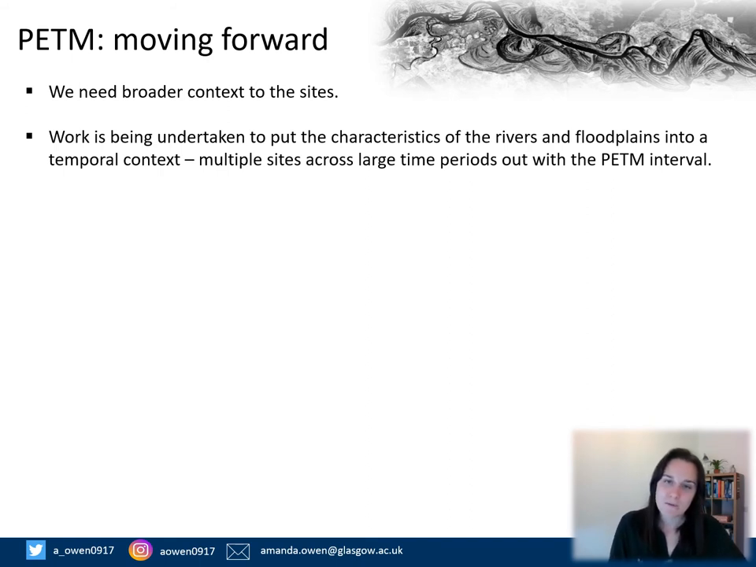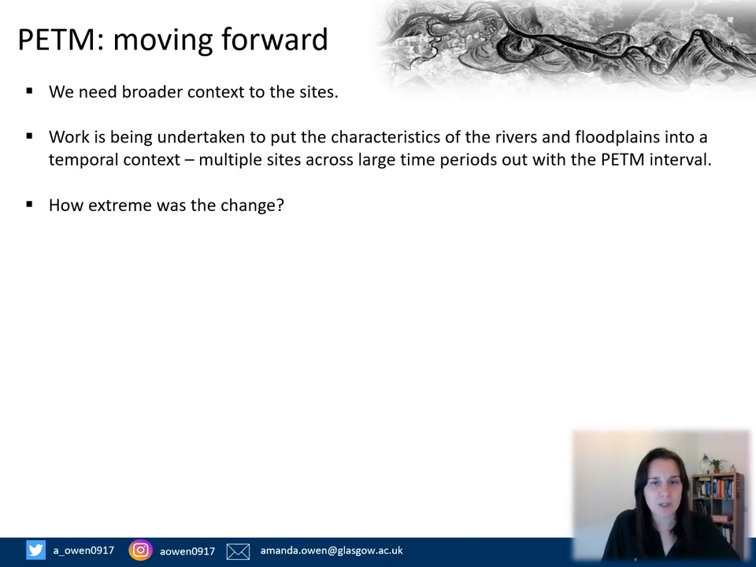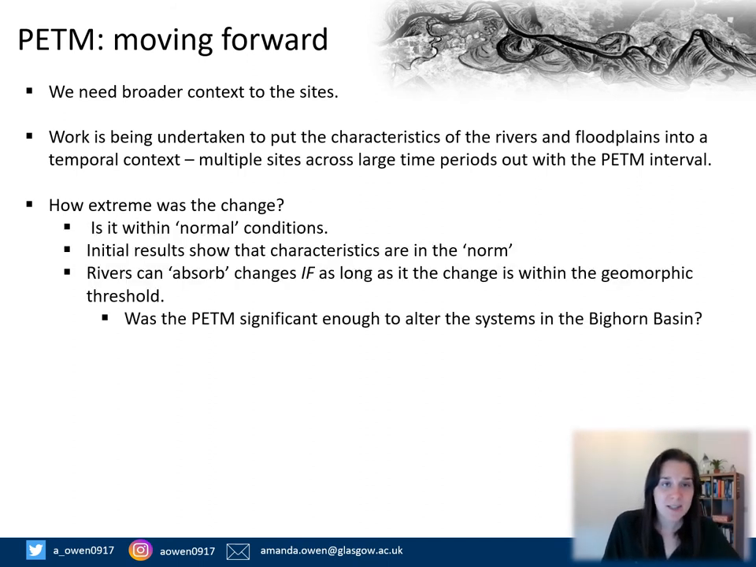So we've got about 4,000 metres of sediment now analysed to make sure that we have true context as to what happened before and after the event, to see how significantly different the climate event was in terms of river characteristics. So how extreme was the change? Well, hot off the press, the river characteristics are within the normal range of what we saw before and after the climate event. So this actually implies to us that the river didn't see any significant changes as a result of that increase in climate.